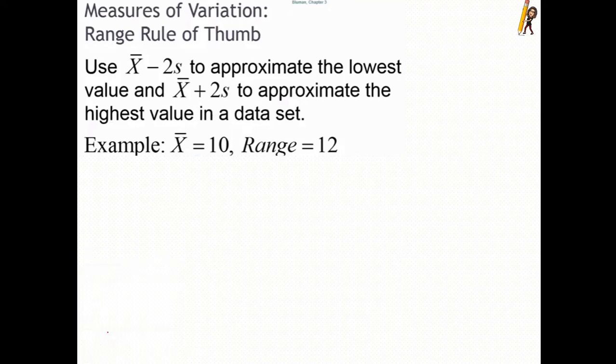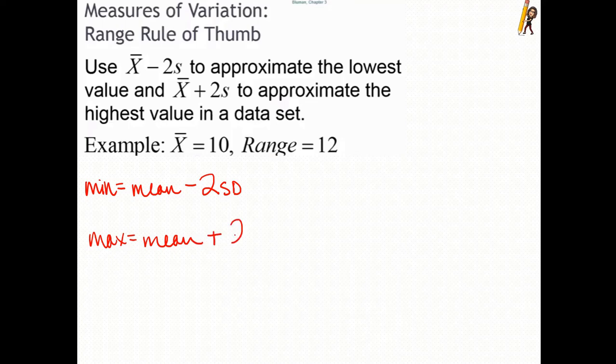Let's look at an example. So it says using those two values to find the minimum and maximum, let's find the min and max given the mean is 10 and the range is 12. So we want to find the minimum value, which is going to be the mean minus 2 standard deviations. I'll put SD here. And the max is going to be the mean plus 2 standard deviations. We know that the mean is 10, and they didn't give us the standard deviation. They gave us the range. But we know that we can anticipate or guesstimate the standard deviation given the range using the range rule of thumb. So it would be 12, that range, divided by 4, which is 3.